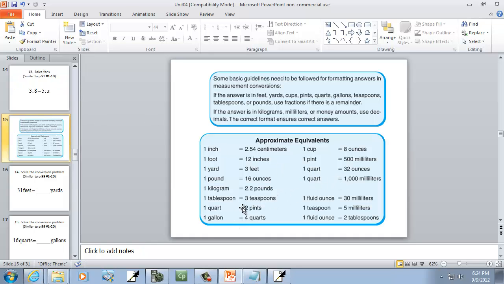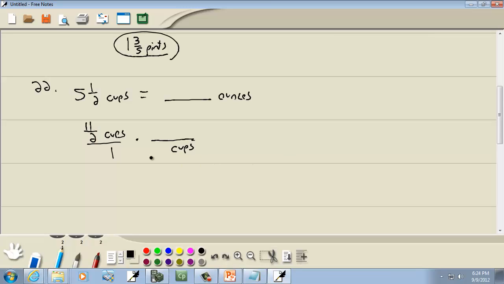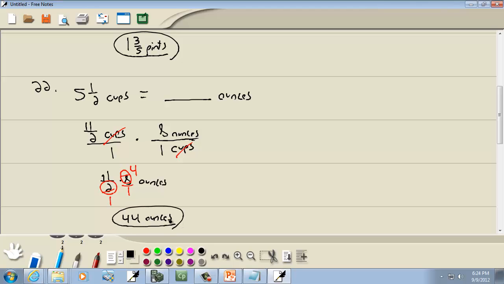Cups, ounces. 1 cup is 8 ounces. So 1 cup is 8 ounces. And again, cups here and cups here cancel. Those ones don't do anything, so I'm left with 11 halves times 8 ounces. And I could put this over 1 if I wanted to. And 2 and 8 are both divisible by 2. 2 divided by 2 is 1. 8 divided by 2 is 4. So 11 times 4 is 44 ounces. That'd be your answer.